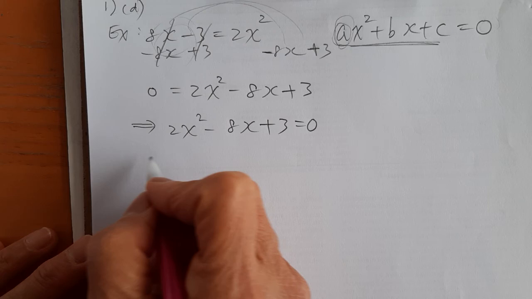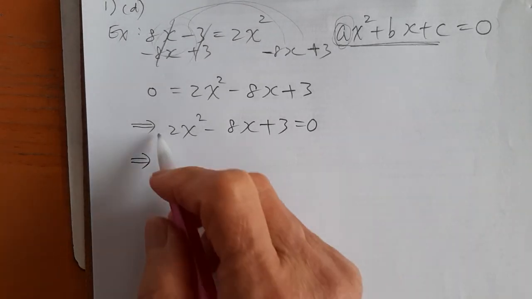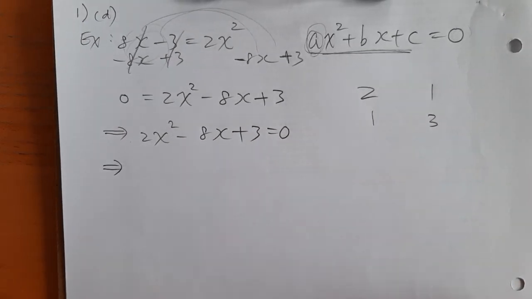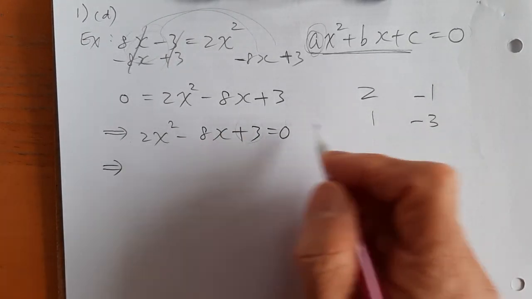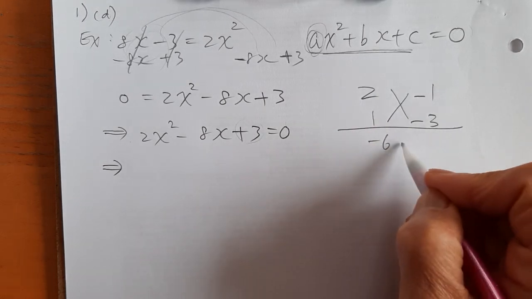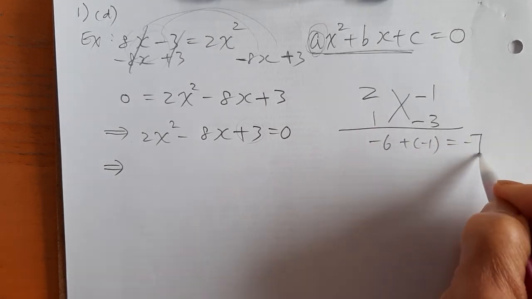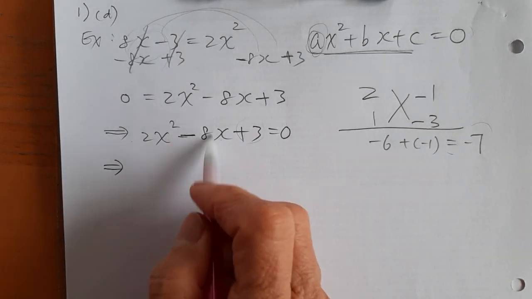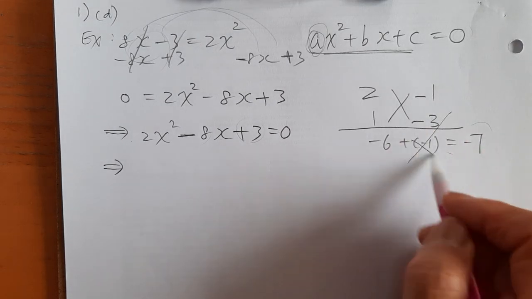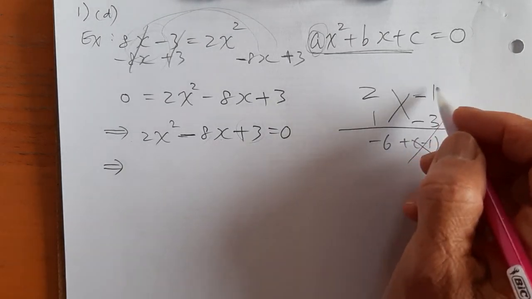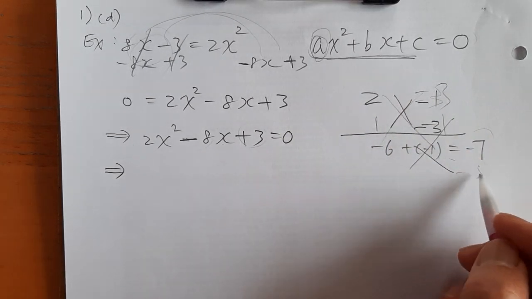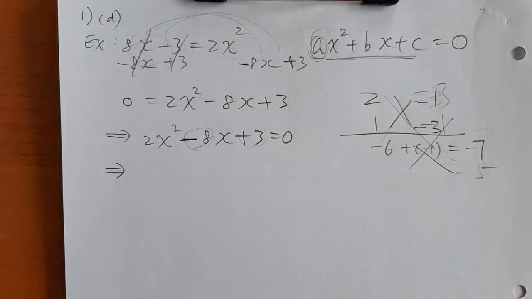Now first of all, you try to factor it. So 2 is 2 times 1. 3 is 3 times 1. You can put negative, and a positive 3. Cross multiplication, negative 6, add negative 1, which is negative 7. And the x term coefficient is negative 8. It's not negative 7. So this is not right. Now you can try many. Try negative 3, negative 1. And then cross multiplication, you got negative 5. It's not negative 8 either. So this question, you cannot factor it.